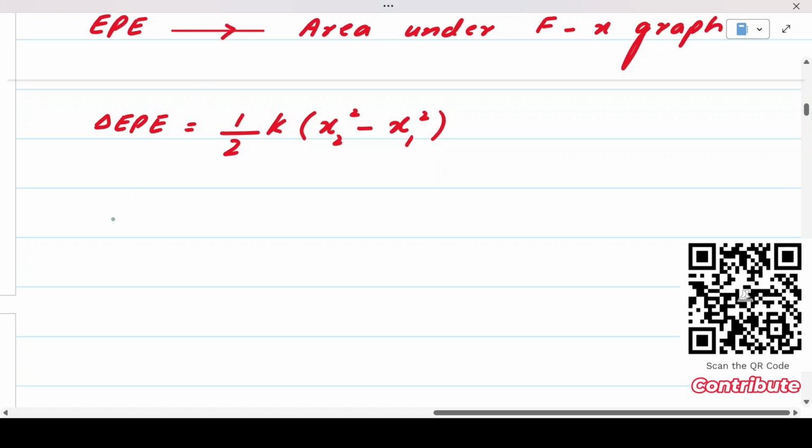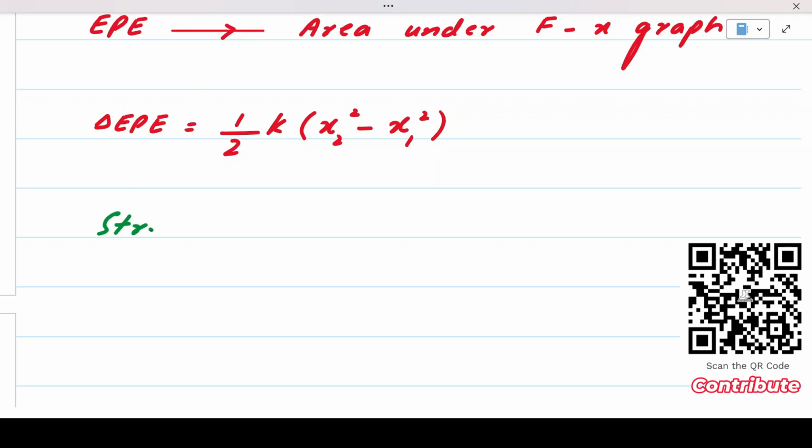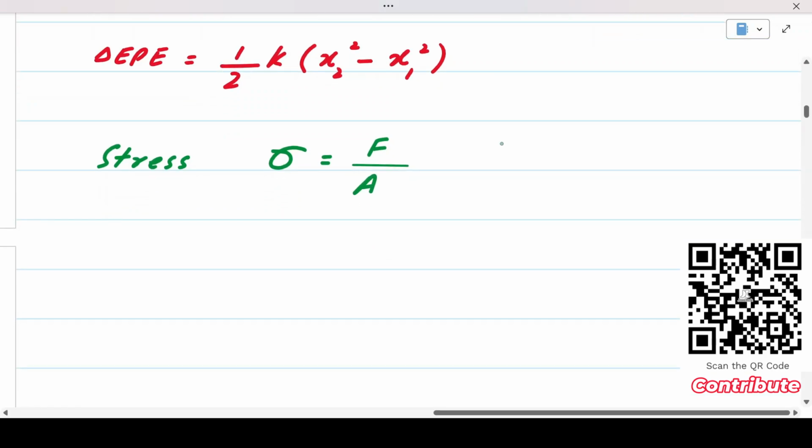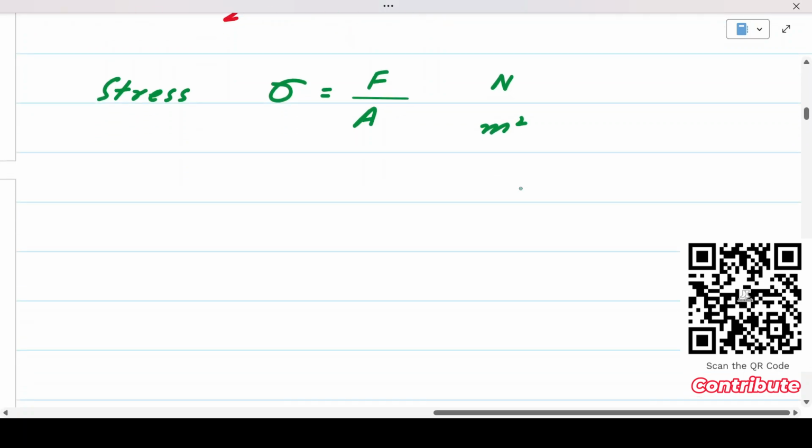Next one, we have stress. Stress is represented by this symbol sigma, that equals force per unit cross section area. Force should be in Newton, area should be in meter square. If it is in some other units, you need to convert it.